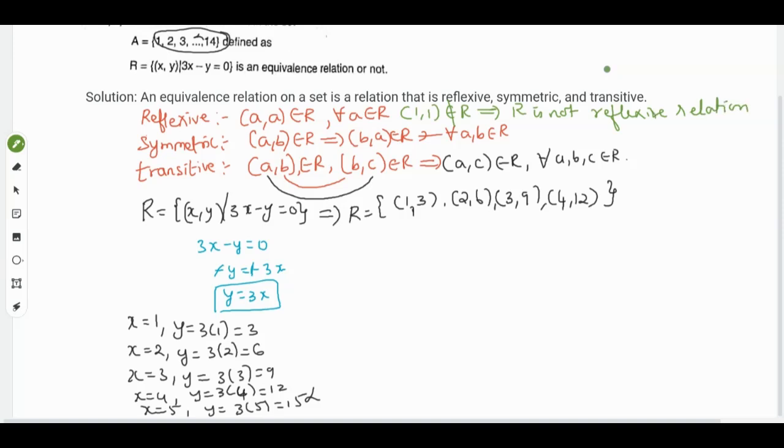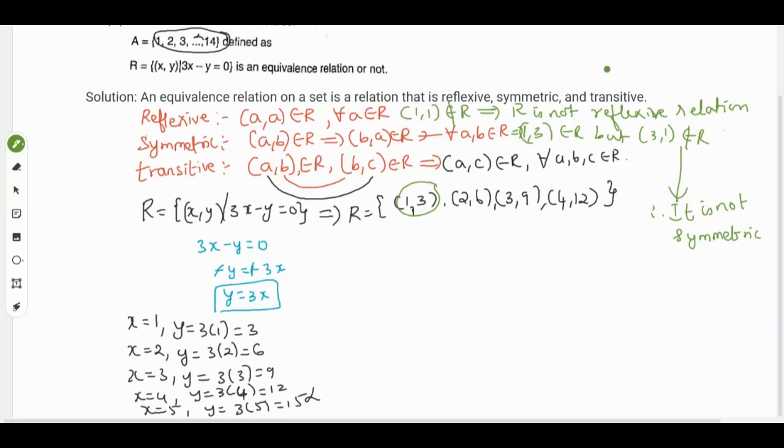Then the second one is (a, b) and (b, a). You can take any one. (1, 3) belongs to R, but (3, 1) does not belong to R. We don't have (3, 1). Therefore it is not symmetric.